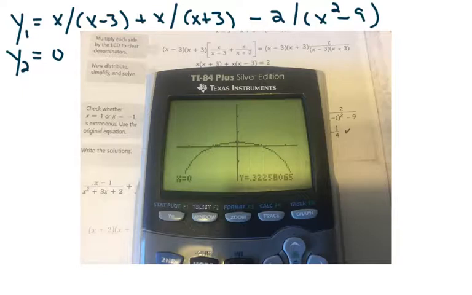Why is it minus 2 over x squared minus 9? Because what I did was I took that entire rational expression that was on the right-hand side of the equation, and I subtracted it from the left. And notice that I made y2 equals 0. The reason I did that is because if you want to use the intercept function, solutions are where the graph crosses the x-axis. However, what I did was I graphed it and then I zoomed in, so I want you to see that it hits at negative 1 and positive 1. The calculator does not give extraneous solutions, so both of these solutions must be correct.